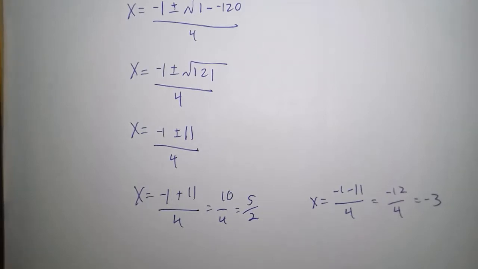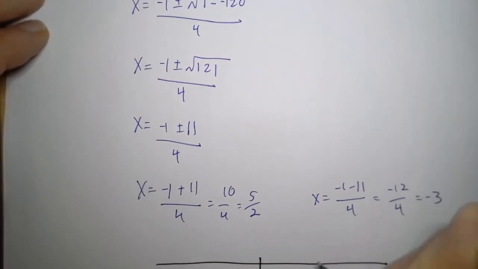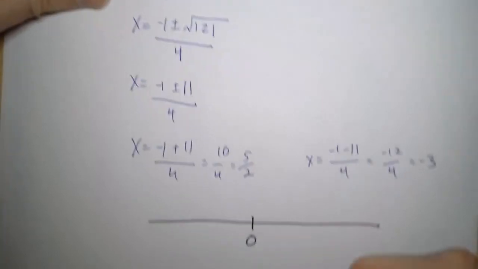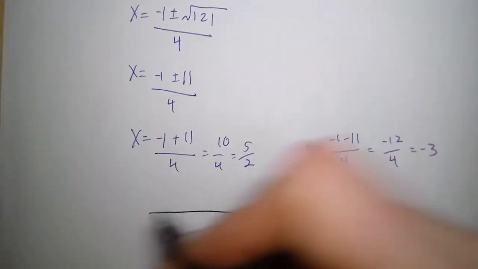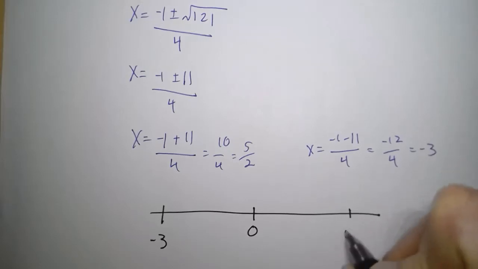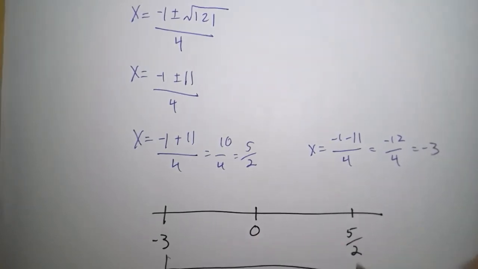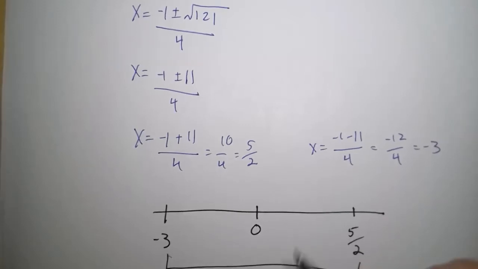Now what it says is we plot these on a number line. And the question is, what's the positive distance between them? So if this is 0 right here, then where's negative 3? Negative 3 is over here. And where's 5 halves? 5 halves is over here. And so what we want is that distance.